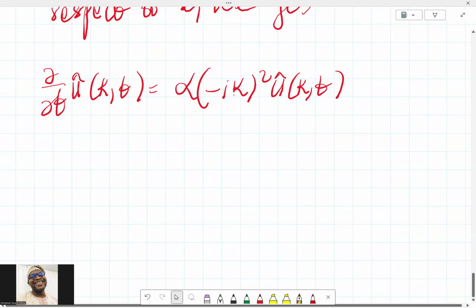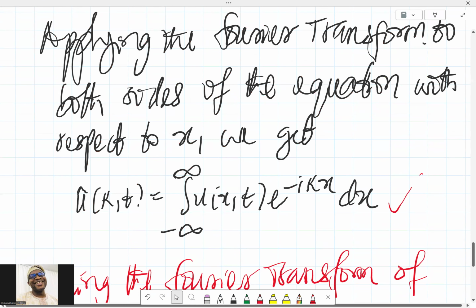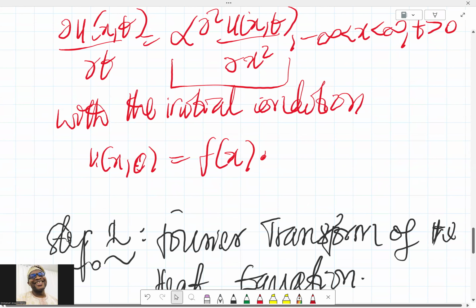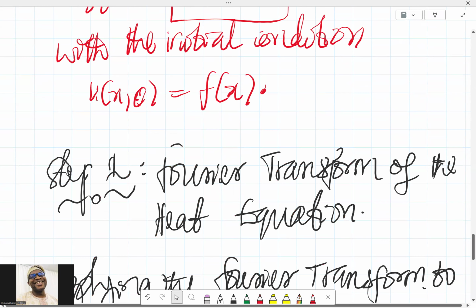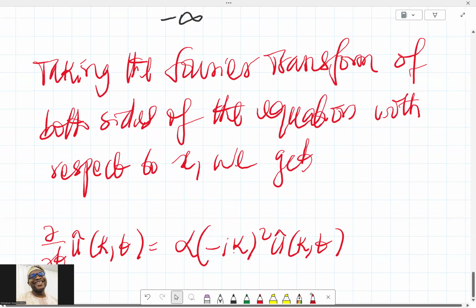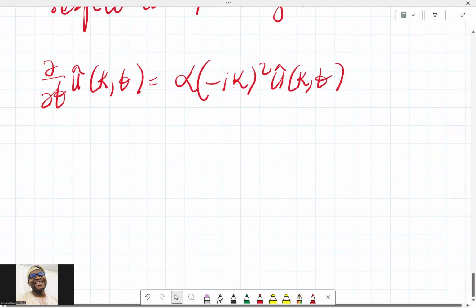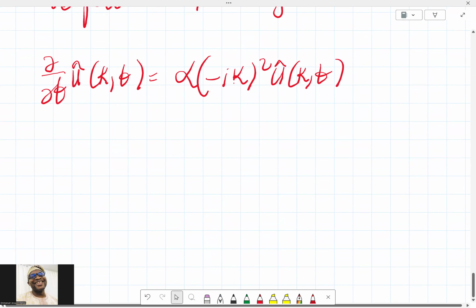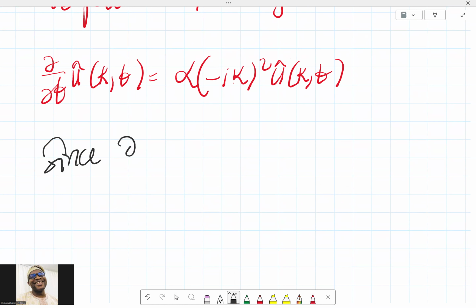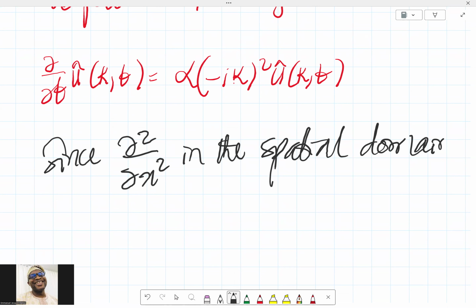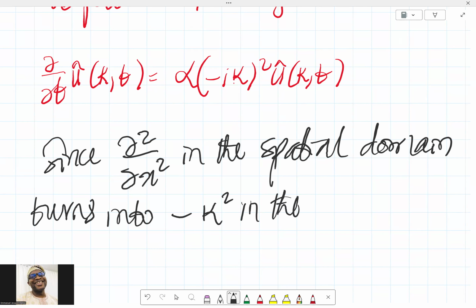So we have alpha into minus k squared, into minus k all squared, and then u cap of k comma t. That is basically applying the transform to the right hand side. So we have alpha into ik, then times that. Or better still, we say that since partial squared over partial x squared in the spatial domain turns into minus k squared in the Fourier domain.